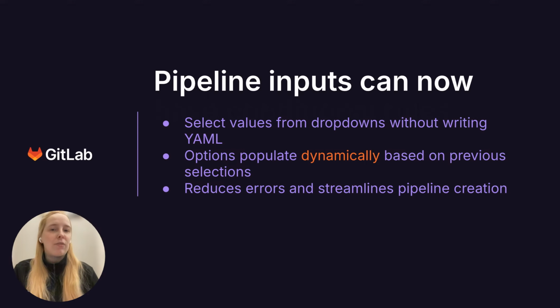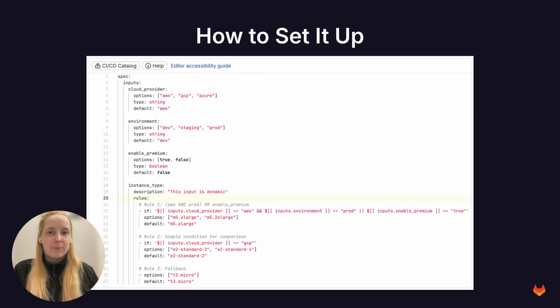This means you can configure inputs so that the selection options update dynamically based on previous selections, cascading dropdowns that guide users to valid input combinations. With this feature, users can select values from dropdown without writing YAML. Options populate based on what was previously selected, which reduces errors and streamlines pipeline creation.